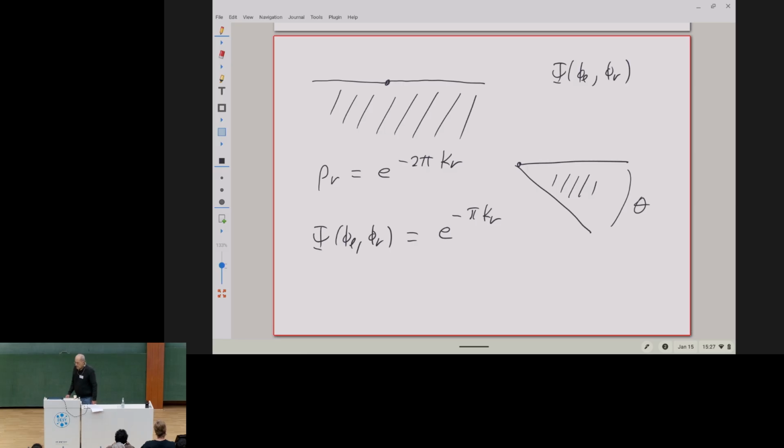So e to the minus pi times kr is an operator. If you want to write an integral kernel for the operator, that's a function of a pair of variables, the initial and final state, which here are interpreted as phi left and phi right. Previously, we called the initial and final state phi right and phi right prime, but now we want to call them phi left and phi right. We take phi left and rotate through an angle pi, and at the other end we have phi right, and that path integral computes the integral kernel of the operator e to the minus pi kr as a function of phi left and phi right.